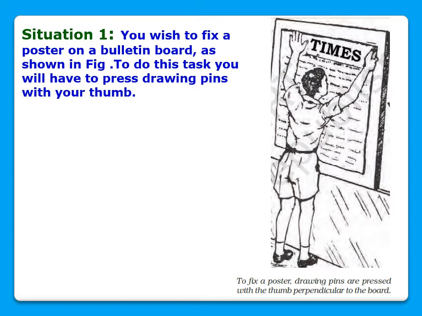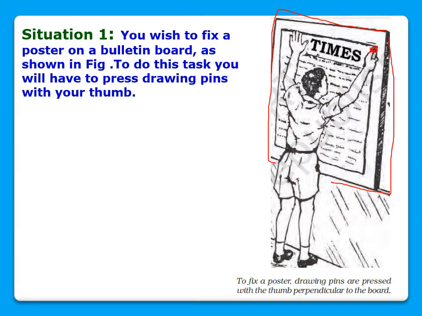To explain thrust and pressure, we'll take help of these two situations. Here is situation one. It is a very common activity when you have to fix a poster on a bulletin board. What do you do? See, simply you just press the drawing pins with your thumb. Here also the boy is doing the same thing. In the picture you can see this is the bulletin board, and here is the pin. Just follow the marker. And this boy is just trying to press the pin.